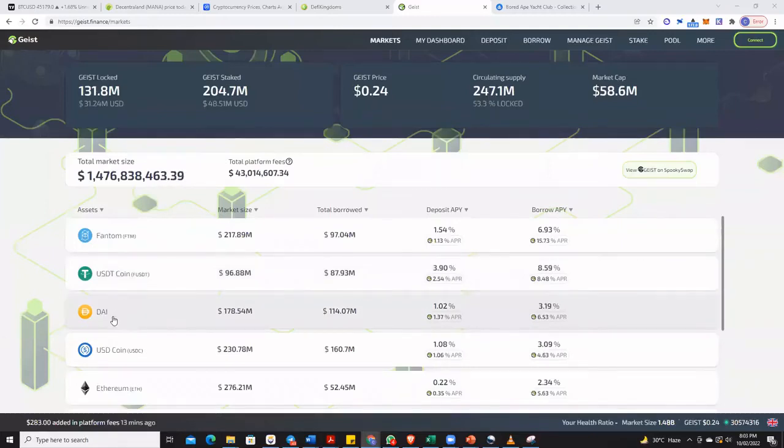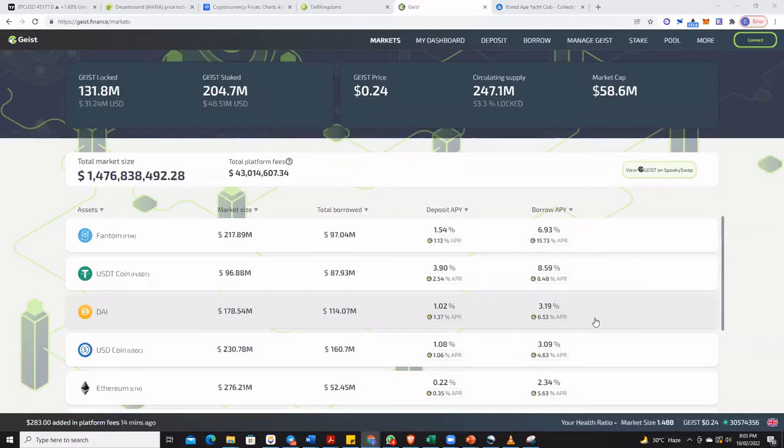Let's use this stable coin as an example. If I deposit DAI on this site, they'll pay me 1% plus 1.3%. So that's 2.3%. I can also borrow DAI from this site. Now, if I borrow DAI, they will charge me 3.19% per annum to borrow, but they will pay me 6.5% because I am borrowing.